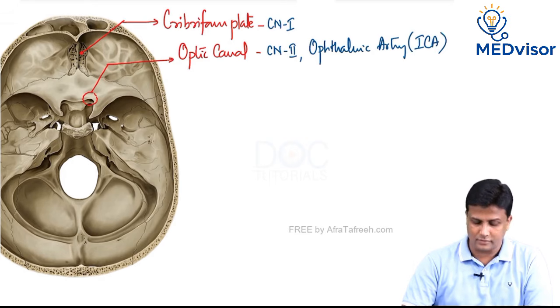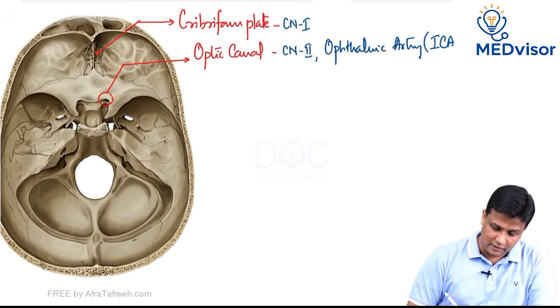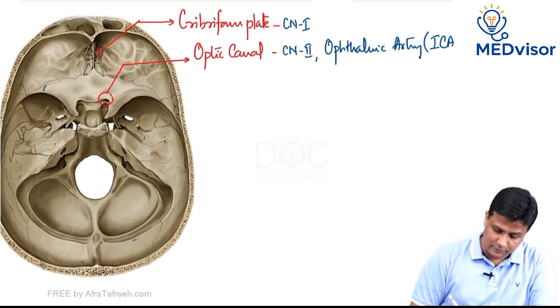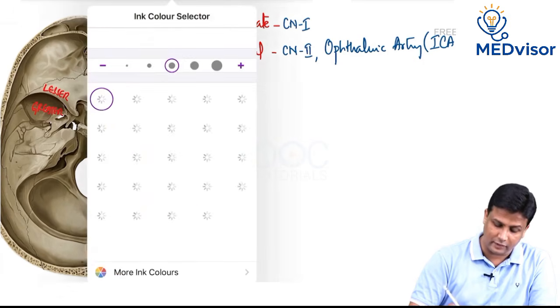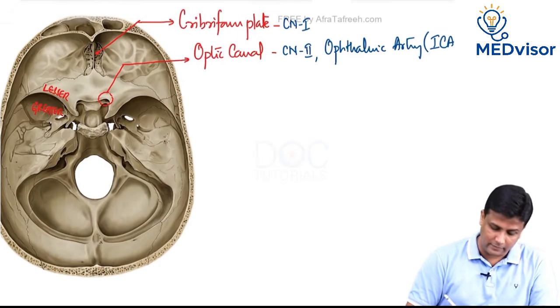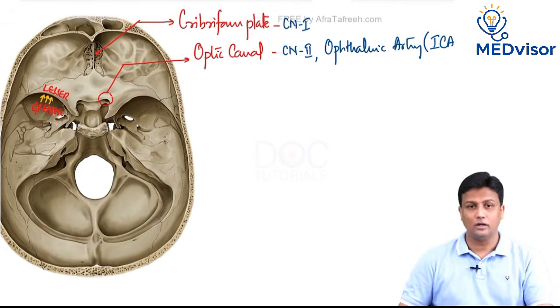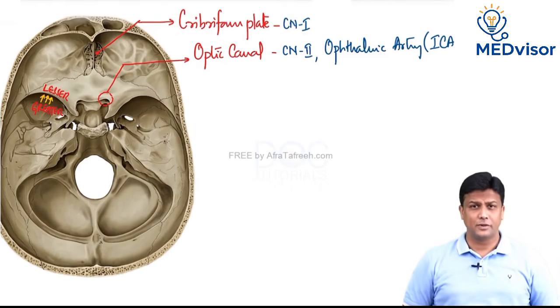Perfect. Now comes the important concept here, guys. Above you can see the lesser wing of the sphenoid bone. Let me just write on the other side. This is the lesser wing of the sphenoid bone, and below here you can appreciate the greater wing of the sphenoid bone. Between this lesser wing and the greater wing there is one opening, and this opening is referred to as the superior orbital fissure.